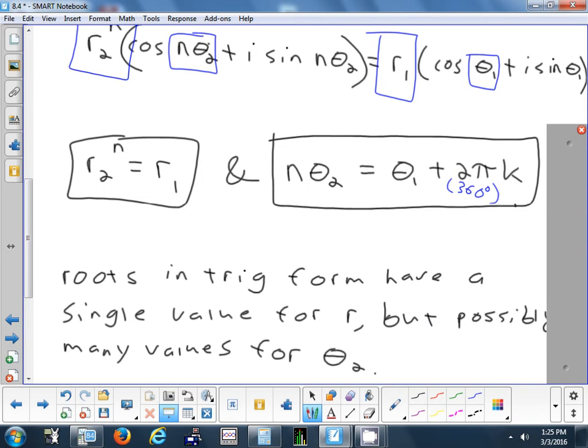So when we find our roots in trig form, we're going to have a single value for the radius. But we're going to end up with multiple values for the angle.